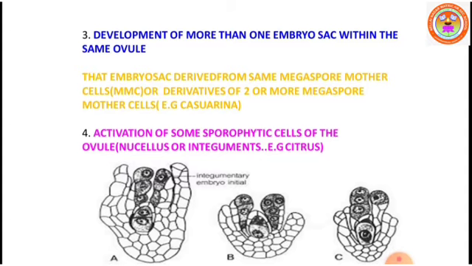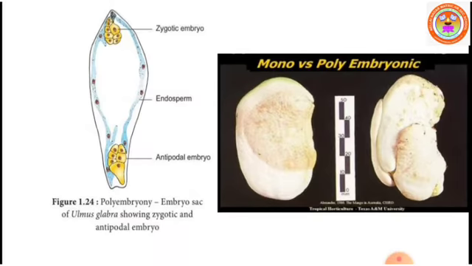Example, Casuarina. Next, activation of some sporophytic cells of the ovule. You can see sporophytic cells such as the nucellus or sometimes integuments. Example, citrus and others. So other than the embryo sac cells, sporophytic cells in the ovule called nucellus or integuments give rise to polyembryony. Example, citrus. So what is the significance of this polyembryony?